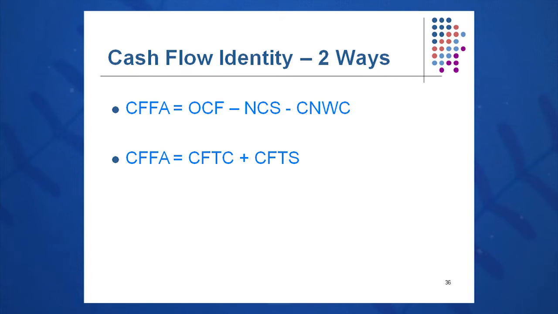Two ways to calculate this cash flow identity: cash flow from assets equals OCF minus NCS minus CNWC. That's operating cash flow, minus net capital spending, the amount I spent on property, plant, and equipment, minus change in net working capital, which is the amount I tied up in current assets minus current liabilities. And as I said before, the other way to calculate cash flow from assets, or free cash flow, is cash flow to creditors plus cash flow to stockholders. Cash in equals cash out.